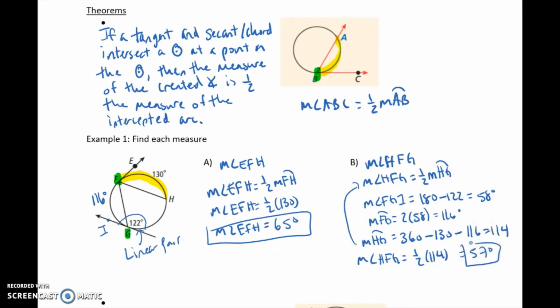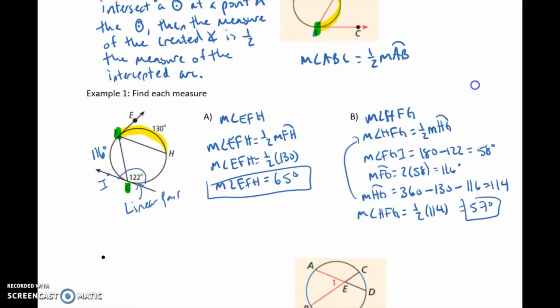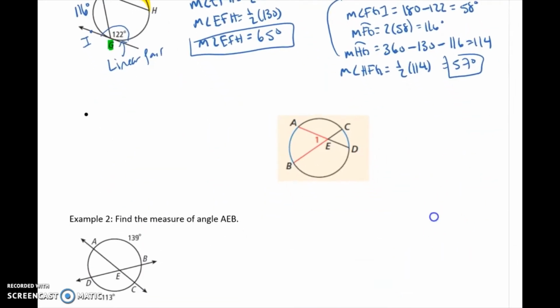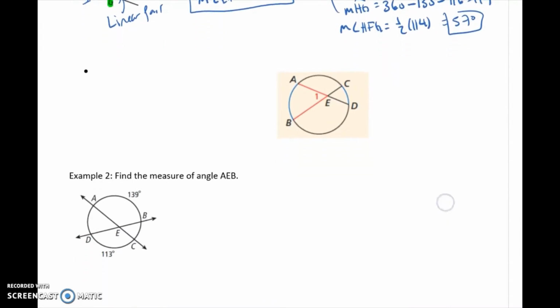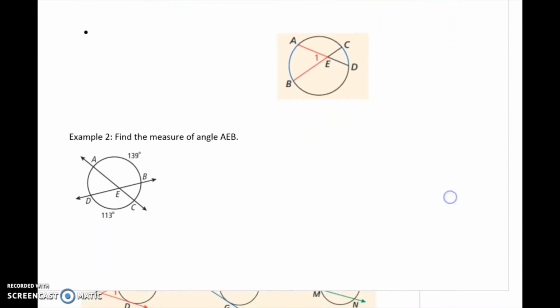Okay, so we just want to be okay with looking at multiple relationships, just adding in the new angle relationships we're learning. We're going to do one more in this video, and that'll be it. We'll finish the rest in class. So the second theorem now deals with an angle with a vertex, notice now, in the interior of the circle. Make sure you notice this is not necessarily the center. It could be the center, but it doesn't have to be, so we don't want to assume anything.